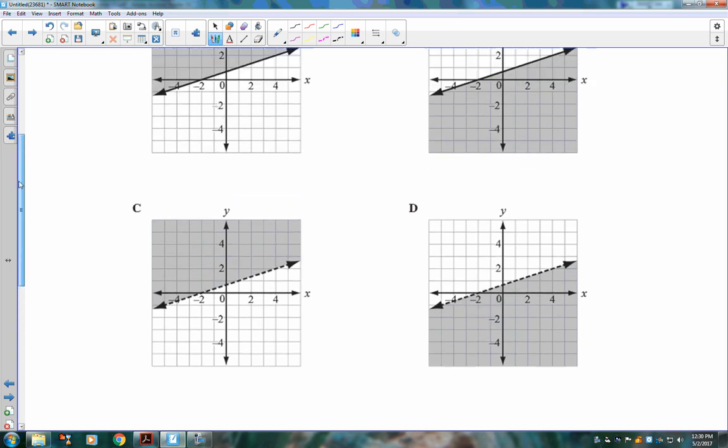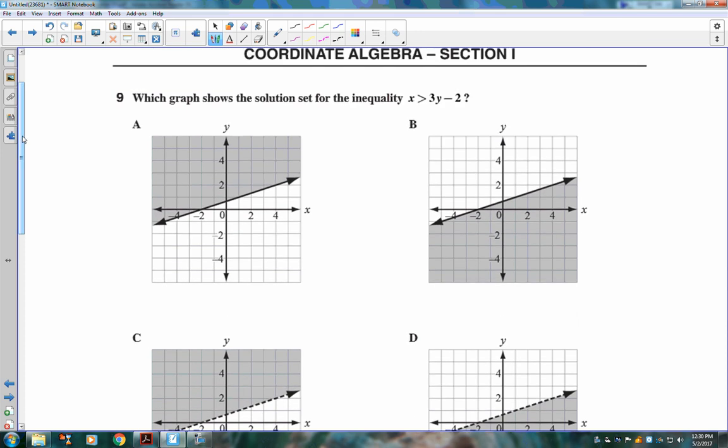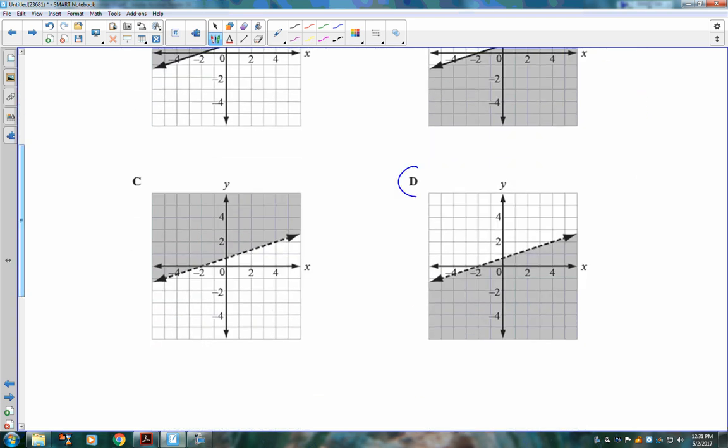So let's see if 0, 0 is a solution to my inequality. Put in a 0 for x and a 0 for y, and I have 0 is greater than -2. 0 is greater than -2. That is true, which means 0, 0 is a solution, which means D is your correct answer.